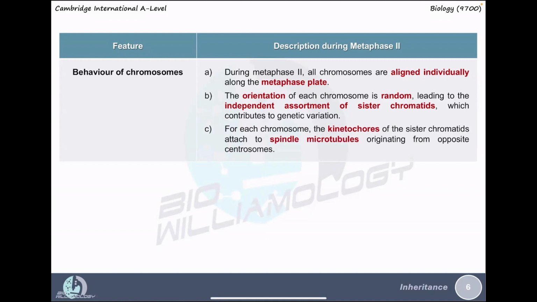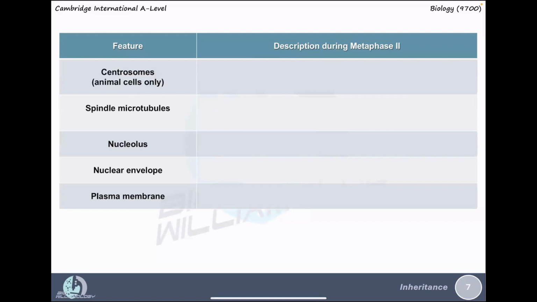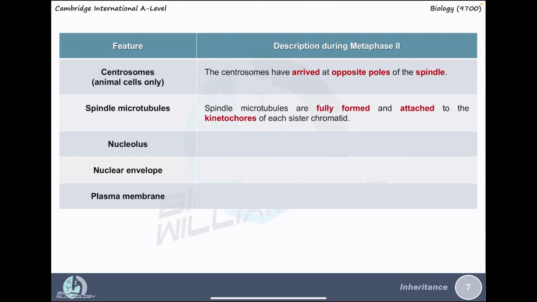For each chromosome, the kinetochores of the sister chromatids attach to spindle microtubules originating from opposite poles. So each chromosome has two kinetochores, attached to two sister chromatids, from opposite centrosomes. The centrosomes have arrived at the opposite poles of the spindle, and the spindle microtubules are fully formed and attach to the kinetochore of each sister chromatid, so each chromosome receives two kinetochore spindle microtubules.